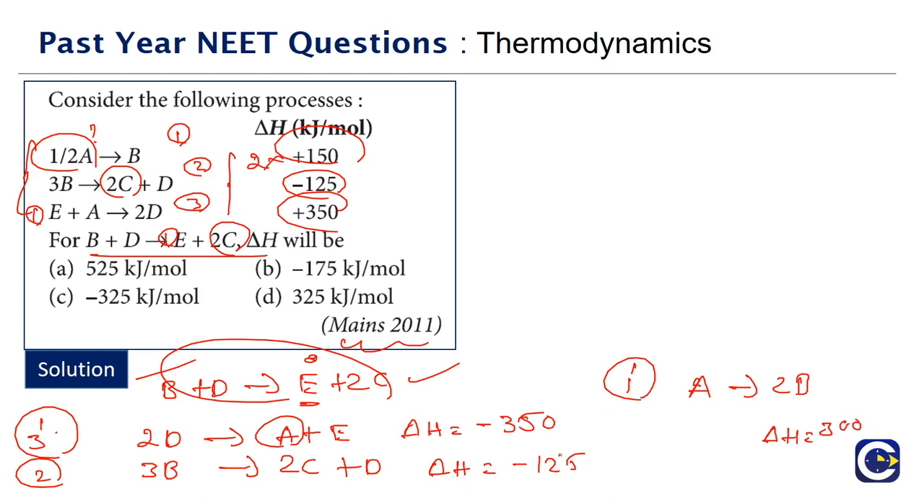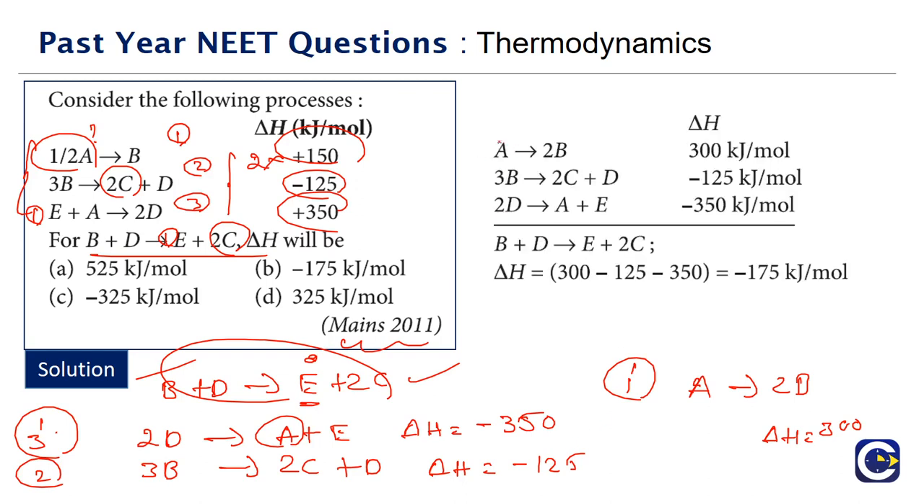Now if we just try and add, what we are doing basically, 1 dash is what? A gives rise to 2B. Delta H is 300. Second equation as it is, no change. 3B gives rise to 2C plus D. Delta H also as it is, minus 125. Third equation, what we did? We have basically reversed it. So if you reverse, the enthalpy change is minus 350.